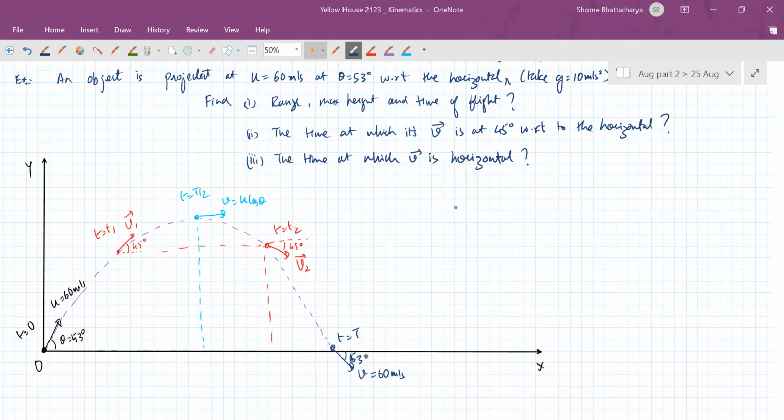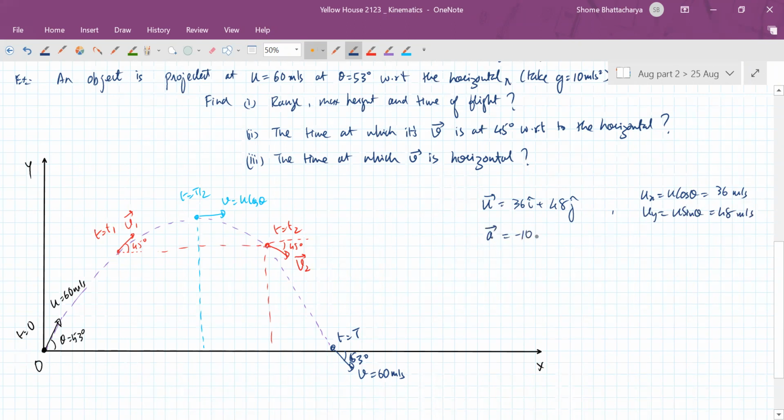So we can see here that the initial velocity is 60 cos 53, so that will become 36 i cap, plus 60 sine 53, so 48 j cap. Whereas the acceleration is minus 10 j cap.